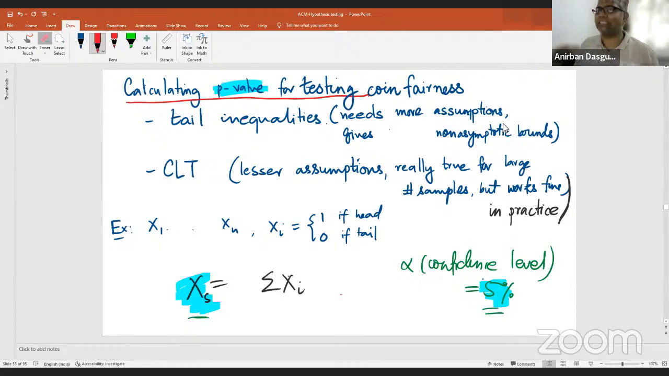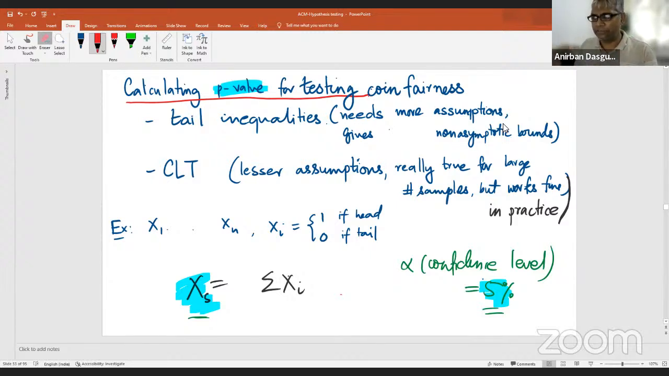So first of all, there are tail inequalities. We have not done this in this course, but if you do any solid theoretical machine learning course or randomized algorithms, you'll see these tail inequalities. These are Markov's inequality, Chebyshev's inequality, some of you might know it, Chernoff bounds, etc. These give non-asymptotic bounds, which means that if you have n samples, it tells you exactly the probability that the number of heads is at least this value, or at most this value.